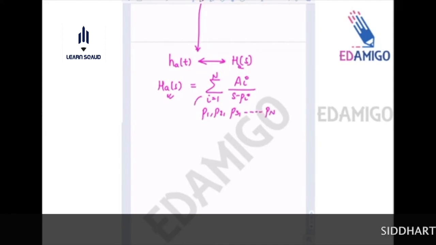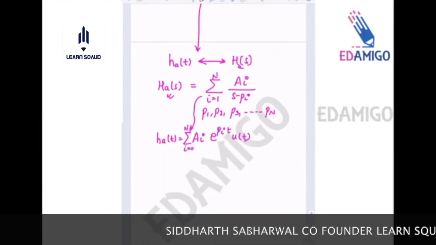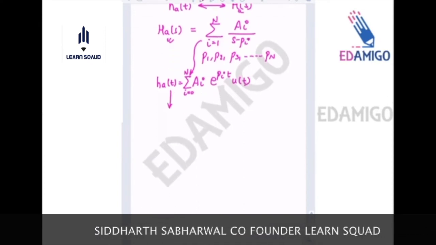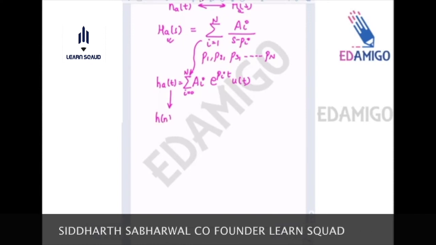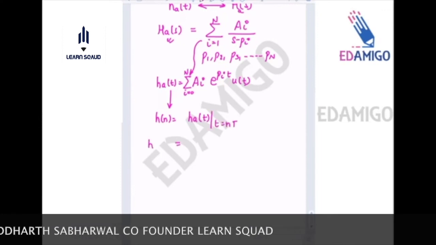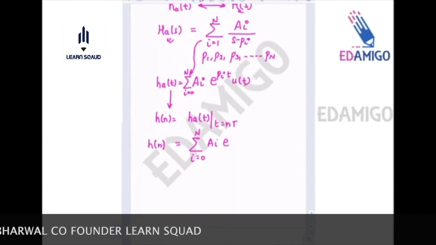Okay. Now if I convert this into time domain h_a(t), we know that it will come out to be summation i equal to 1 to N of A_i e to power p_i t u(t). Okay. Now we know that in impulse invariance transformation, h[n] is equal to h_a(t), where t equals nT. So h[n] will come out to be summation of A_i e to power p_i nT u(nT).